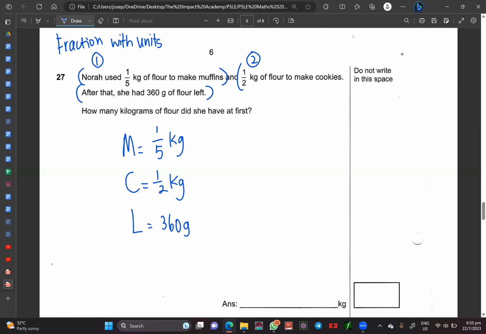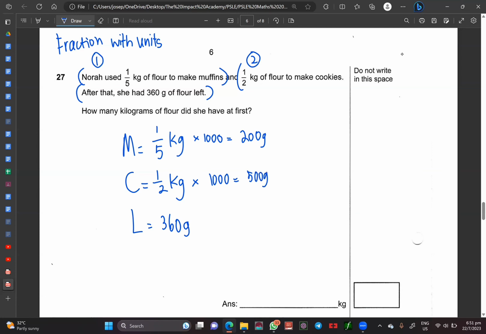Now, since it is 1/5 kg, I know this 1/5 kg confuses people a lot. So what I tell them is, don't worry, just change it into grams first. How do you change to grams? You times 1000. So when you do 1/5 times 1000, you get 200 grams. And for this, it's the same thing. 1/2 kg, this is pretty obvious, this is 500 grams.